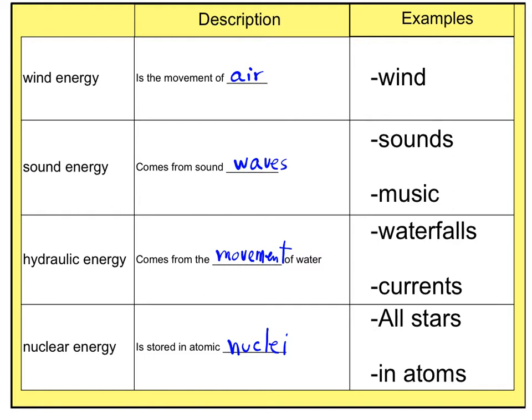So any sound or music can be looked at as energy. Hydraulic energy comes from the movement of water, like in a waterfall or in currents. And in Quebec, we use that to transform hydraulic energy into electrical energy in a hydroelectric dam. And nuclear energy is stored in the atomic nuclei. So that's the bonds of the protons and neutrons in the nuclei of all atoms. And the stars also run on that type of energy.